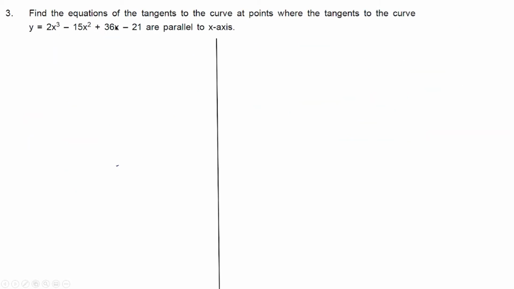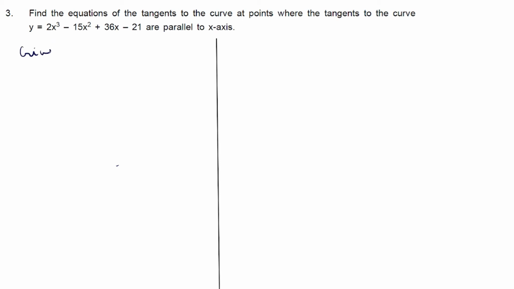The next question: find the equations of the tangents to the curve y equal to 2x cube minus 15x square plus 36x minus 21 at the points where the tangents to the curve are parallel to the x-axis. If the tangents are parallel to the x-axis, then the slope of the tangent is 0. So we need to find the points where slope is 0.